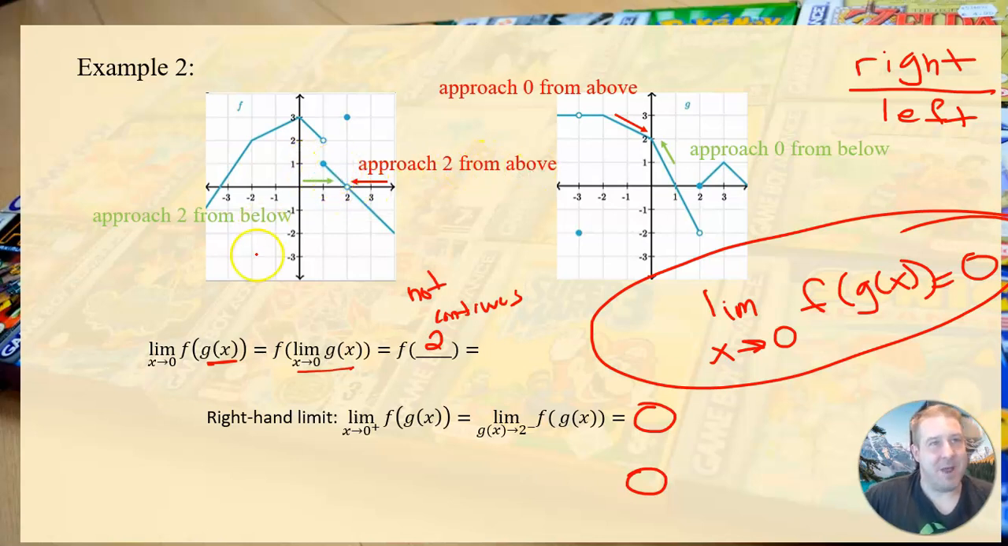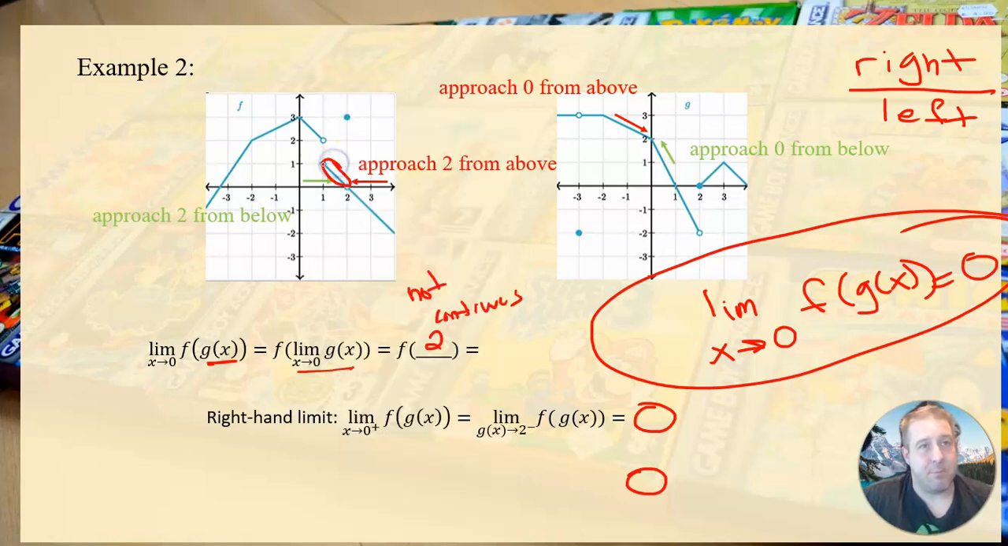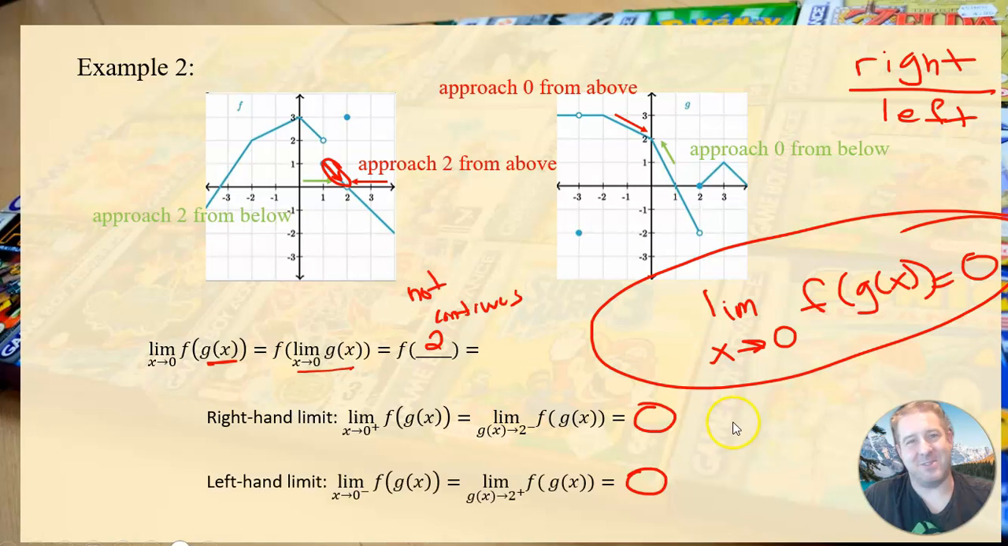So as you can see right here in this piece, this is what I'm talking about. This piece is approaching 2 from above, and it's approaching a height of 0. I guess it really doesn't matter. It is 0 at that point. Now, as you can clearly see, the answer is already there.